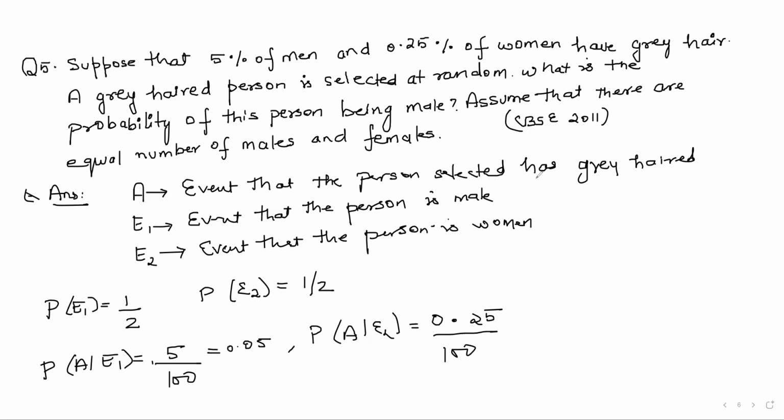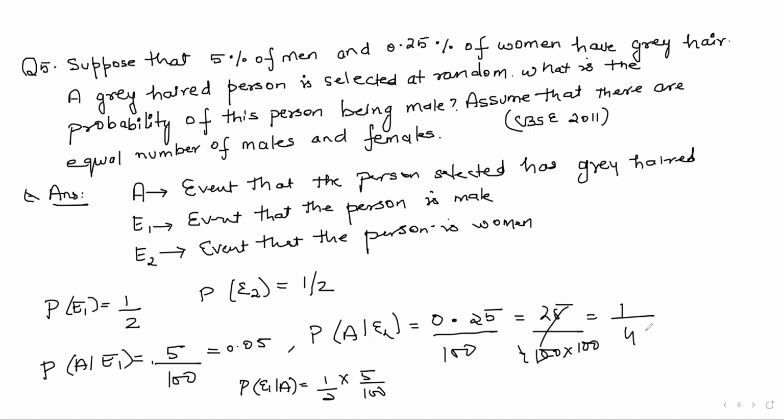Yes, sir. Okay, so let me solve this. What we need to find is the probability that the person is male, so we need to find P(E1/A). It is equal to P(E1), that is 1/2, into A by E1, so I will write 5/100. And I will solve this also: 25/100 into 100. Okay, I've removed the decimal. So 4 is equal to 1/400.